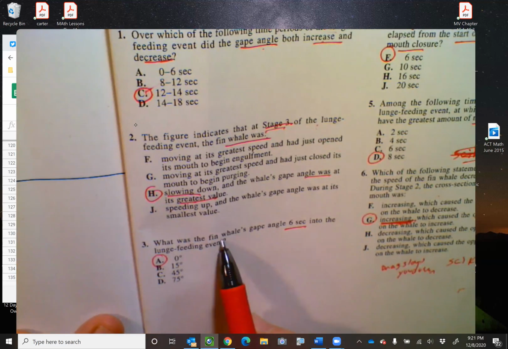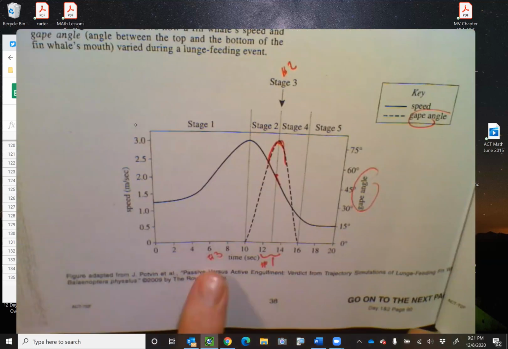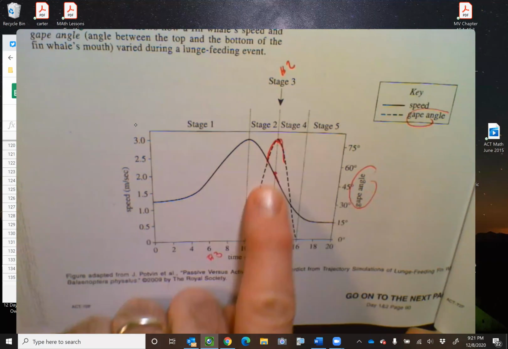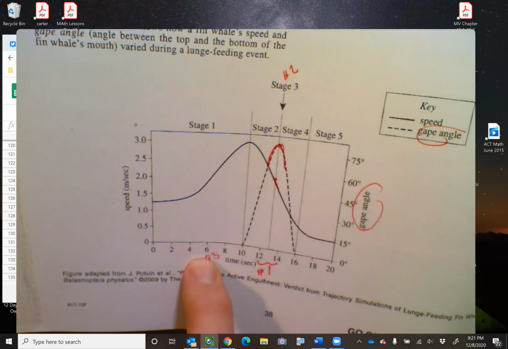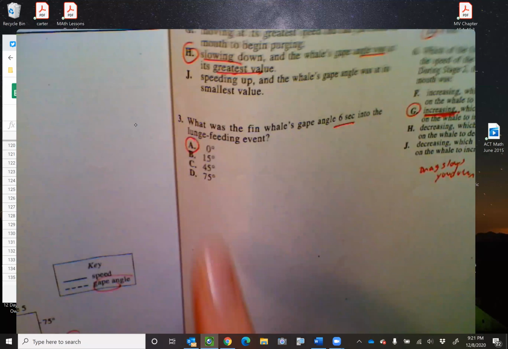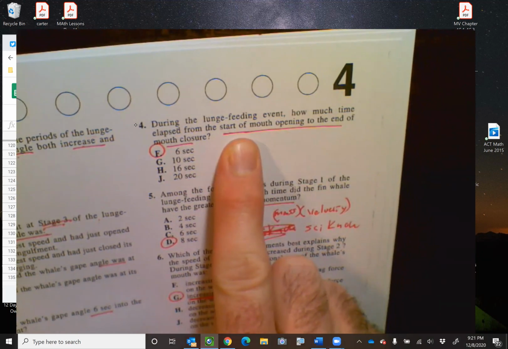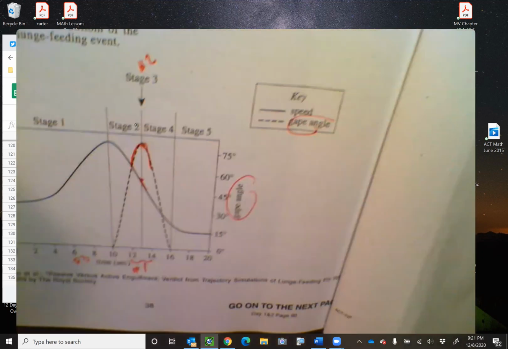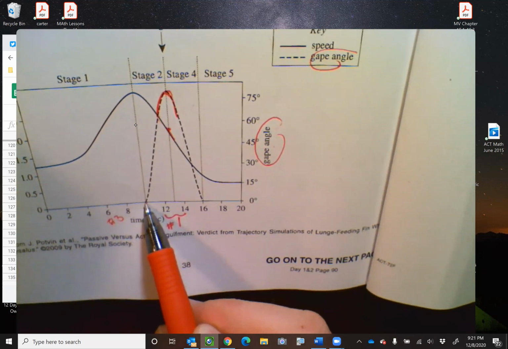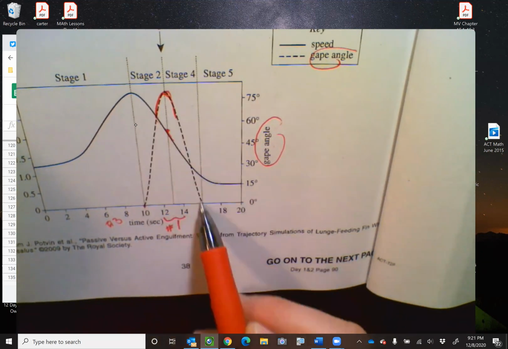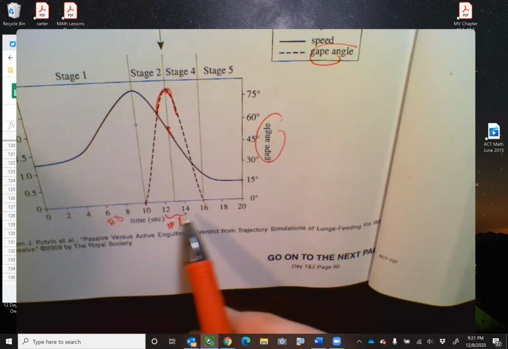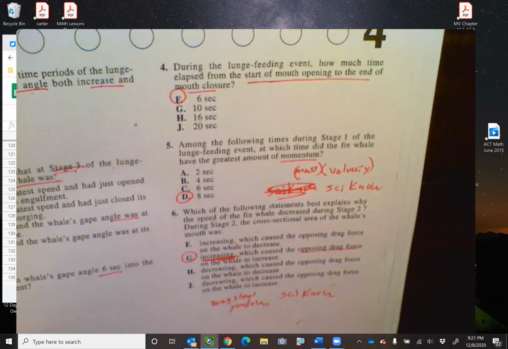What was the fin whale's gape angle 6 seconds into the lunge feeding? Well, there's 6 seconds right there. Not doing anything. The angle must be 0. No measurement at all. A, letter A. Question number 4: during the lunge feeding event, how much time elapsed from the start to the end? Well, if I look at it, it starts opening its mouth right here, closes its mouth here. The distance from 10 to 16 is 6 seconds. So the answer would be letter F.